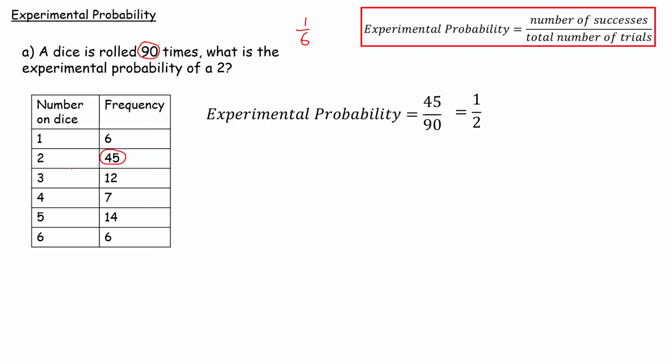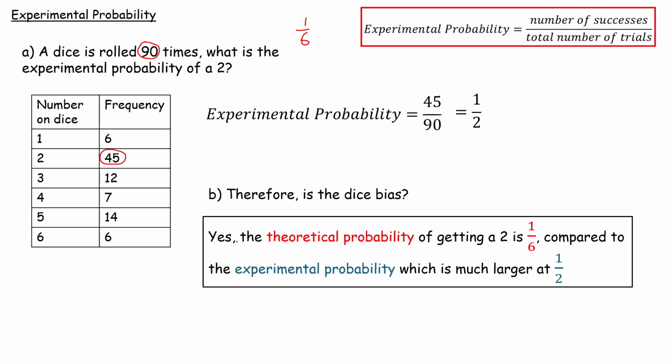To get the number 2 45 times is very high. Okay, so part B, is the dice biased? Well, there are two ways that we can look at this. The first way being we can say yes, because the theoretical probability of getting a 2 is a 6th. Remember, that just means we've got 6 outcomes on the dice, 1, 2, 3, 4, 5, 6. In theory, you'd expect to get a 2 one time out of 6.